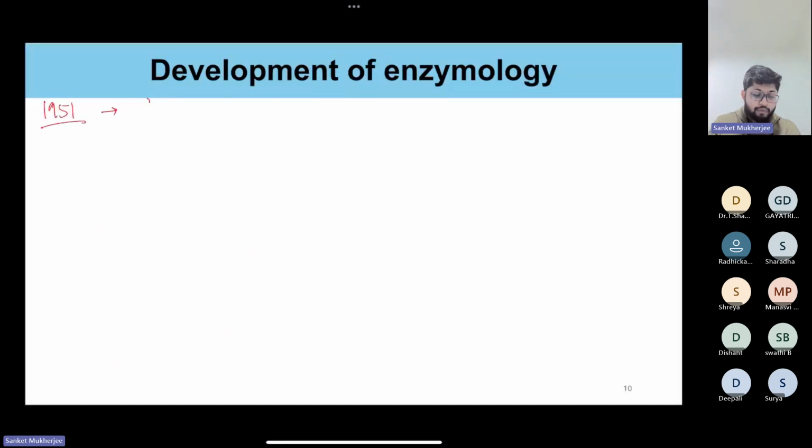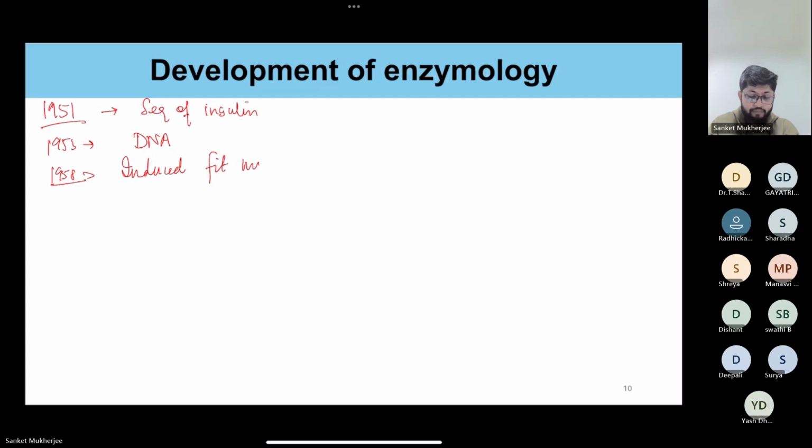In 1951, the sequence of insulin was discovered. Insulin is an important protein to maintain blood sugar levels. In 1953, the structure of DNA was discovered. Very important, because DNA is the starting material which forms RNA, which forms proteins and basically different enzymes, right? In 1958, the induced fit model was proposed. And then in 1958 itself, the first protein structure was reported.